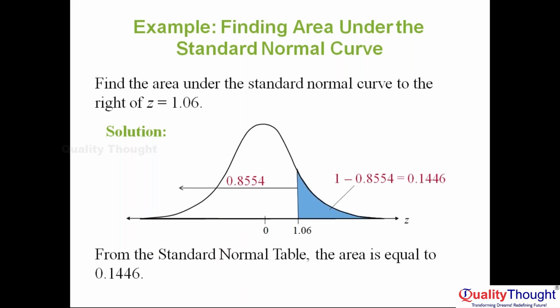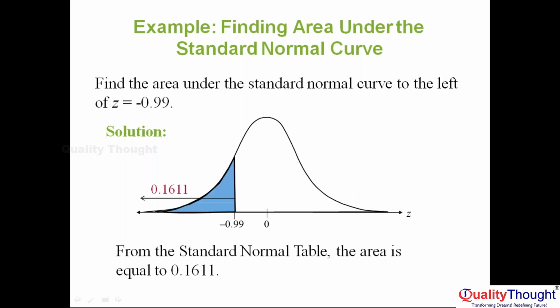Take a look at this one. Find the area under the standard normal curve to the right of 1.06. Right of 1.06, you will never get the right of 1.06, guys. You will never get it. So what you need to do is first calculate to the left of 1.06. Let us go ahead and check. This is not the one, so take a look at this one.